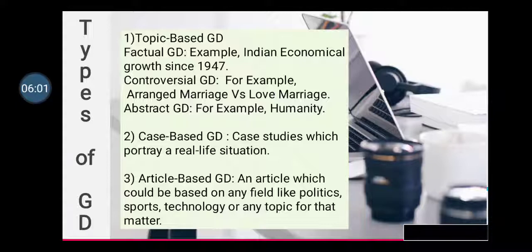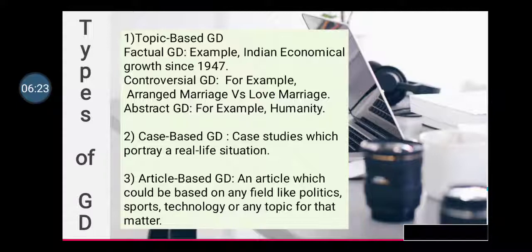The last part is the article based GD. Similar to case based GDs, in an article based GD, the candidates are provided with an article which could be based on any field like politics, sports or technology or any kind of matter. So this is the way in which article based GDs are done.